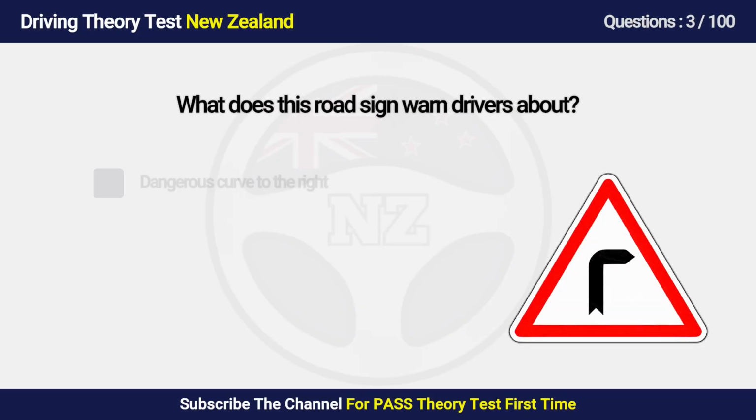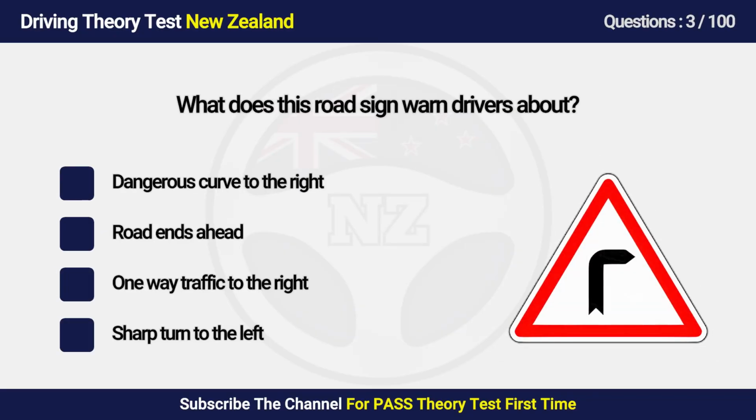Question 3. What does this road sign warn drivers about? A. Dangerous curve to the right. B. Road ends ahead. C. One-way traffic to the right. D. Sharp turn to the left.